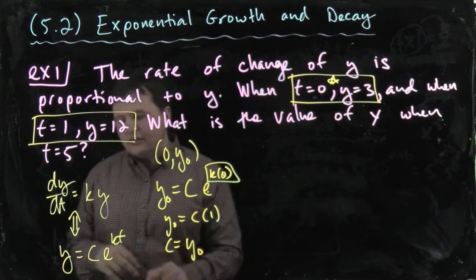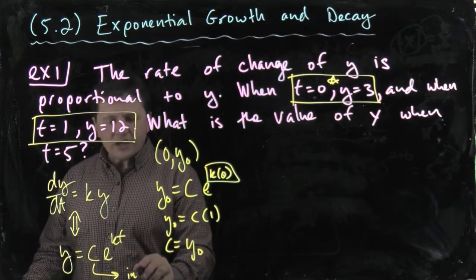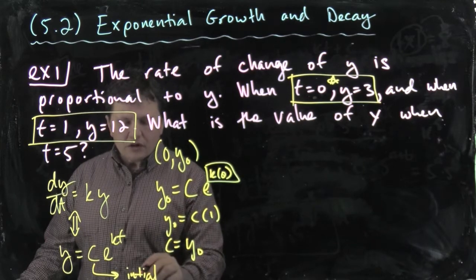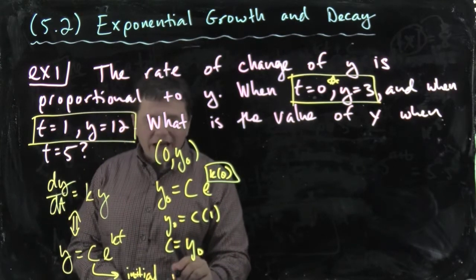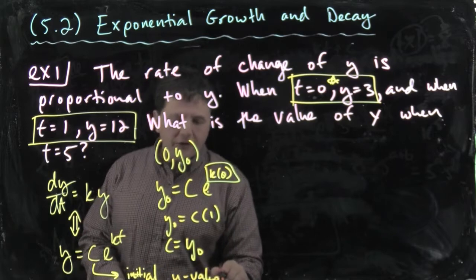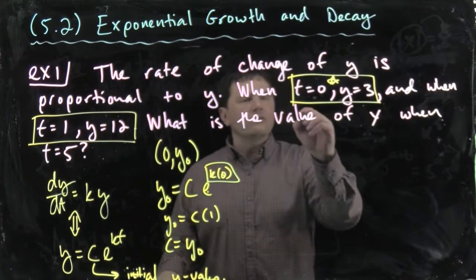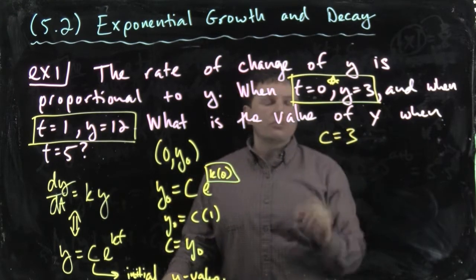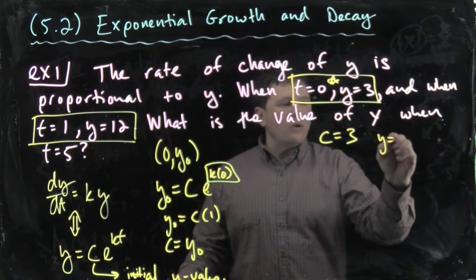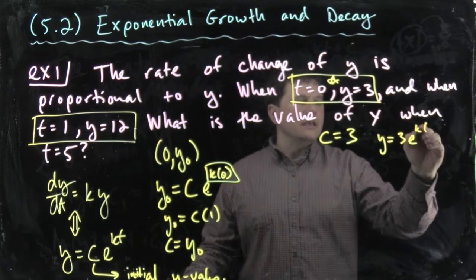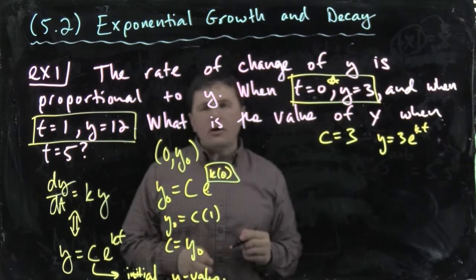So what that means is the c is always that initial y value or output value, the value at time equals 0. So as soon as they tell me this, I know that c is equal to 3. So right now I have the formula y is equal to 3e to the kt. Now all I have to do is solve for k.